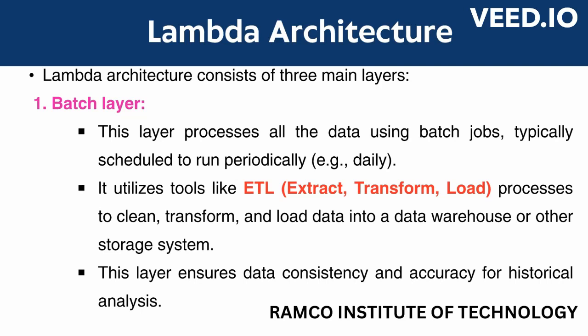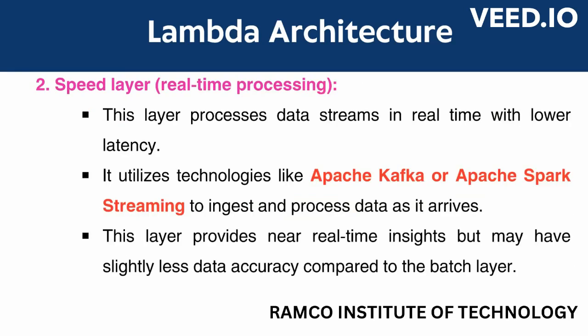The tools used in the batch layer are ETL tools, that is, extract, transform, load. These tools are used to process the data, clean the data, transform the data and load the data into the data warehouse or any other data storage system. This layer ensures data consistency and accuracy for historical analysis. The next stage is the speed layer, also considered real-time processing. This layer processes the data streams in real time with lower latency. It uses technologies like Apache Kafka or Apache Spark Streaming. This layer provides near real-time insights but may have slightly less accurate data when compared to the batch layer.